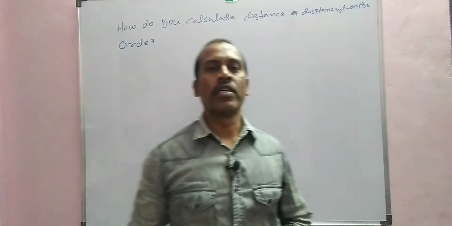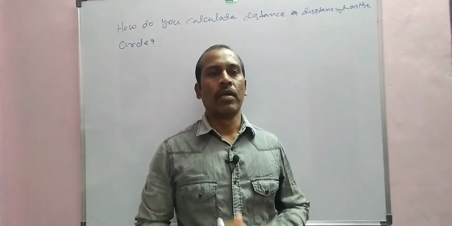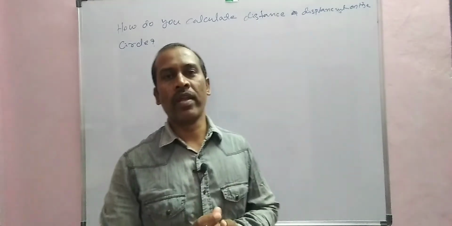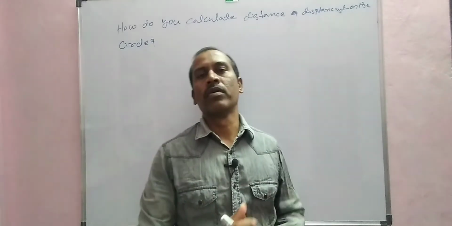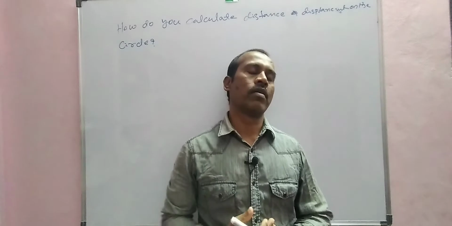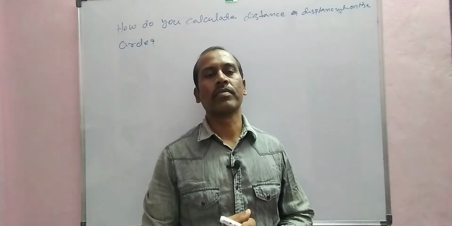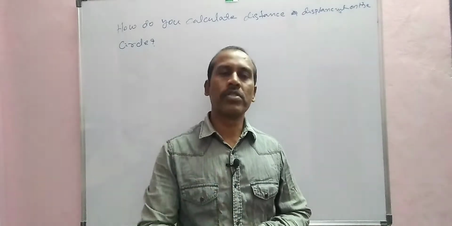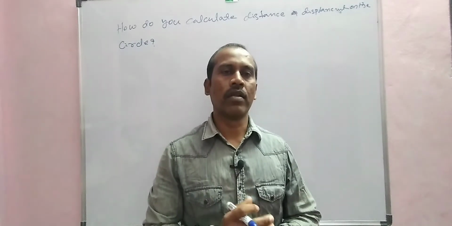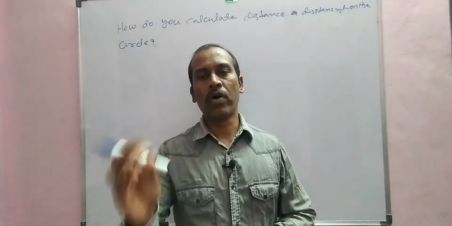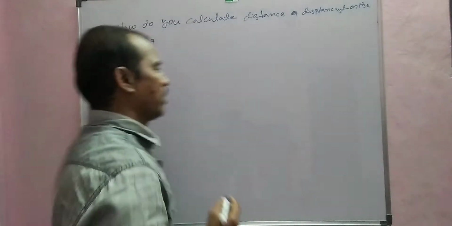Simply, the length of the actual path between the initial position and the final position is called distance. Displacement is the minimum distance between the initial position and the final position. This is called displacement, or the change in position of the particle or body.